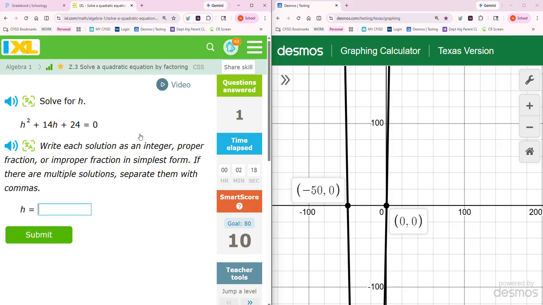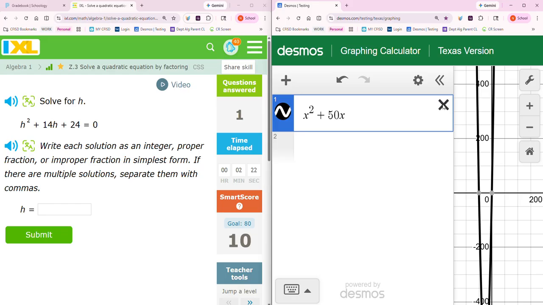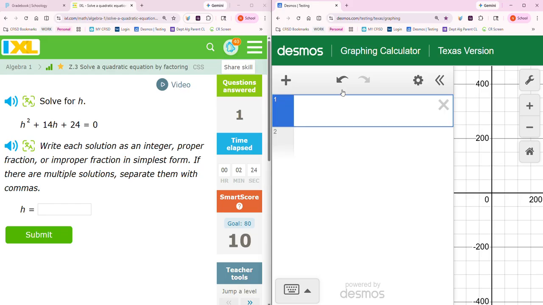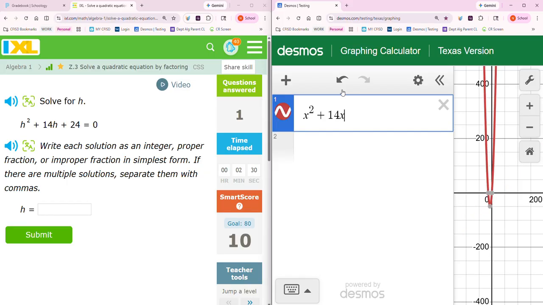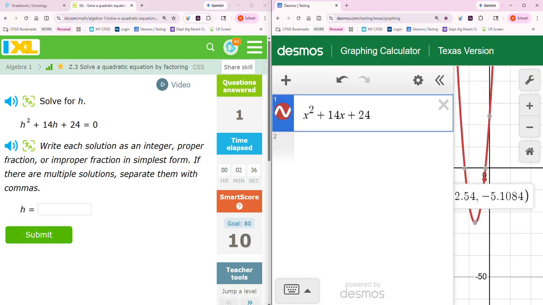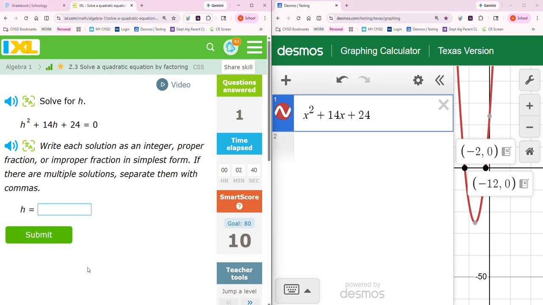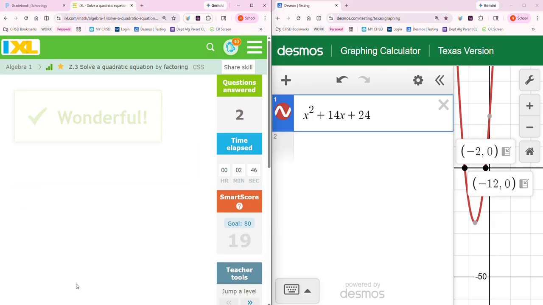Now we have a factored problem here. We might be able to do this in Desmos. So let's see. I'm going to do x squared, and then plus 14x, and then I'm going to do plus 24. And I'm going to zoom in. Okay, so I've got one there at negative 2 and negative 12. So that one was easy. We can just do negative 12 and negative 2. Pretty straightforward.